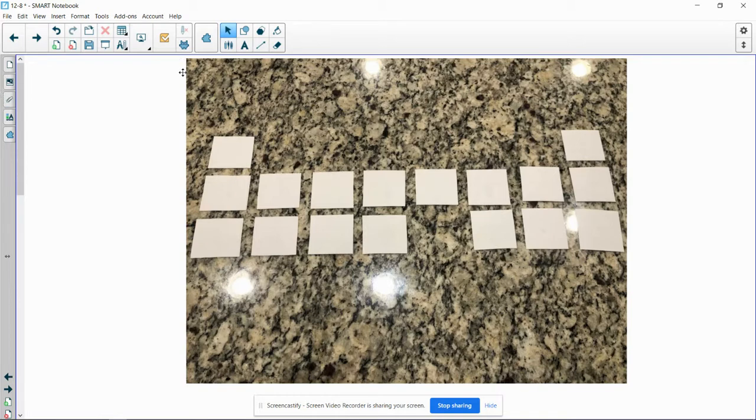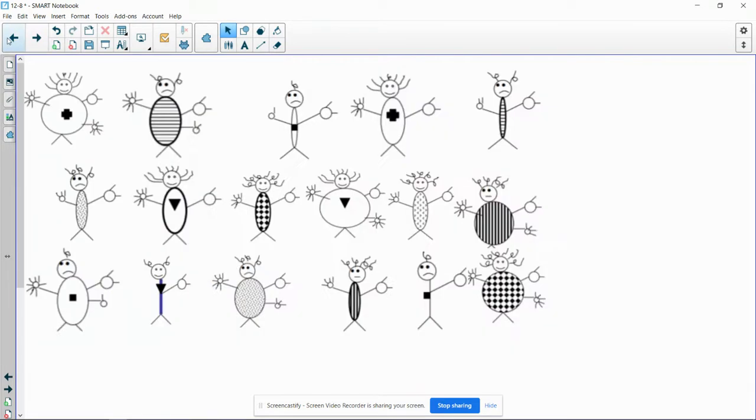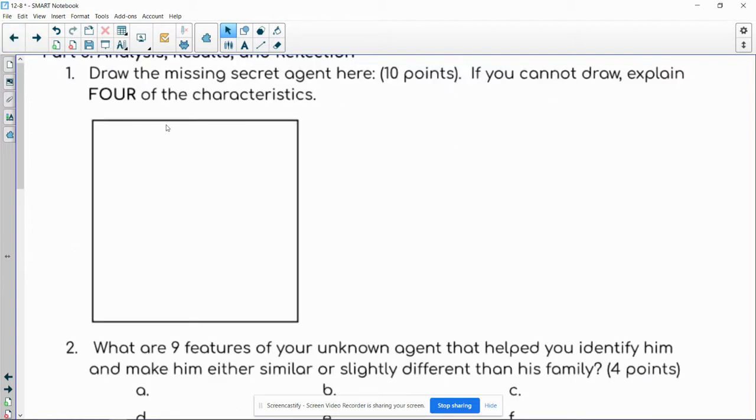Just play around with them until you get an organization that makes sense. You'll be able to draw this last picture based on the patterns that you notice going from left to right and top down. Well, you can't really draw. Some of you have figured out how to draw on this; I don't know how you guys do it. But if you can draw it, you can draw it here. Otherwise, you can just explain it.